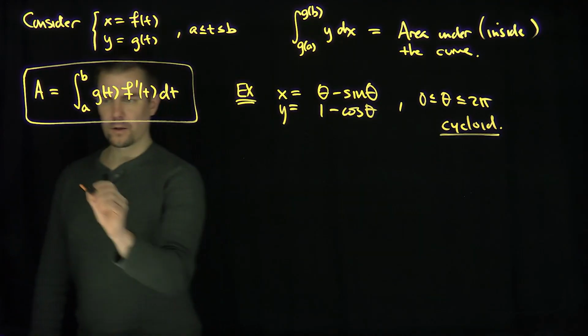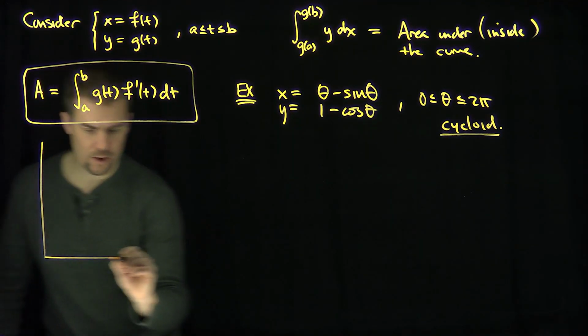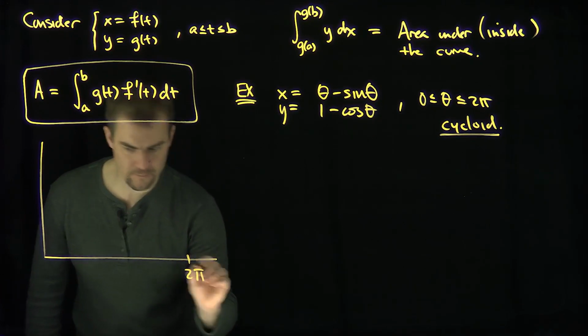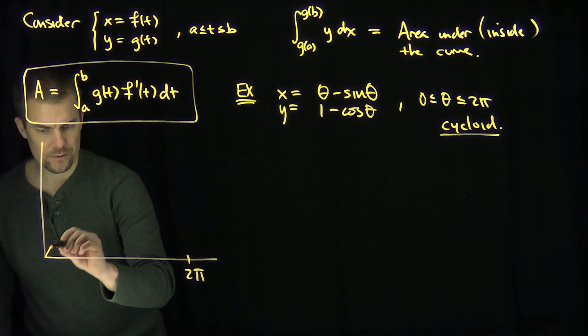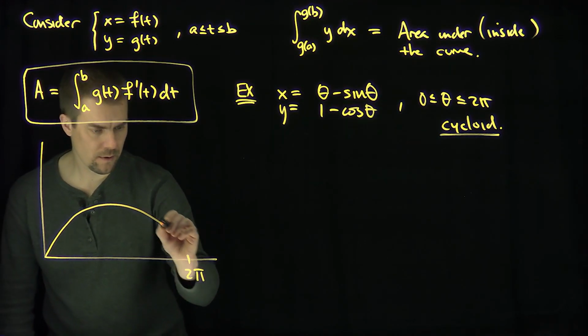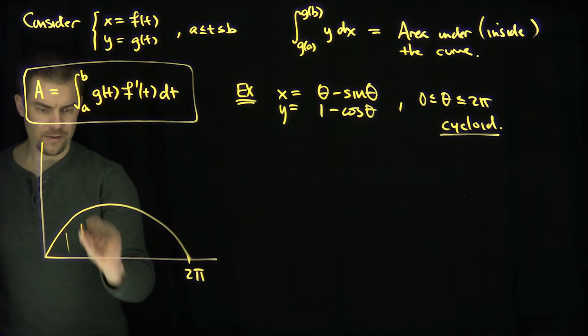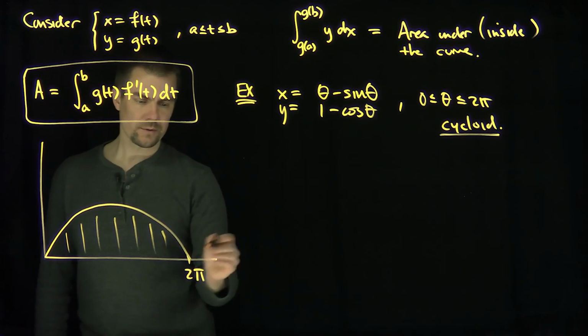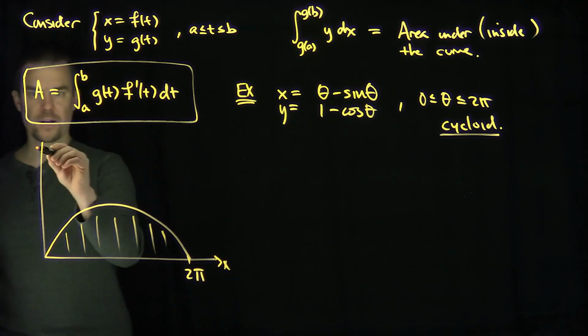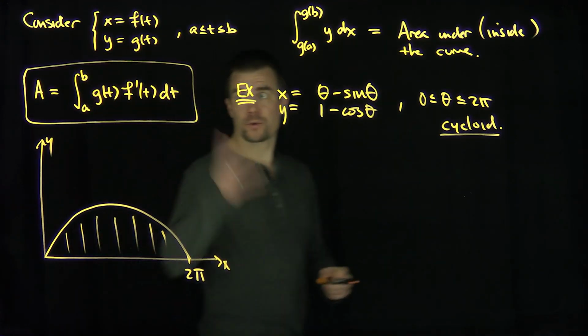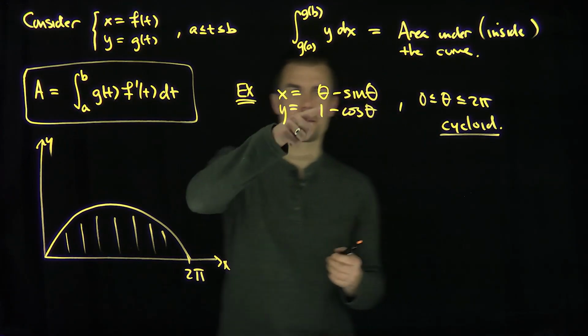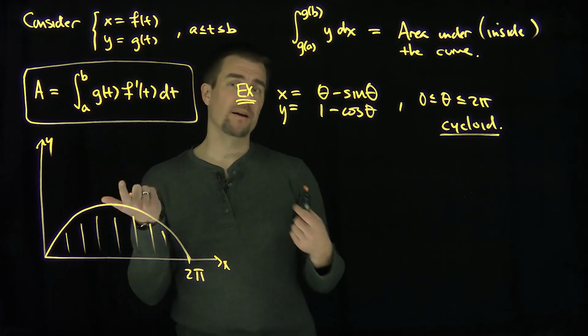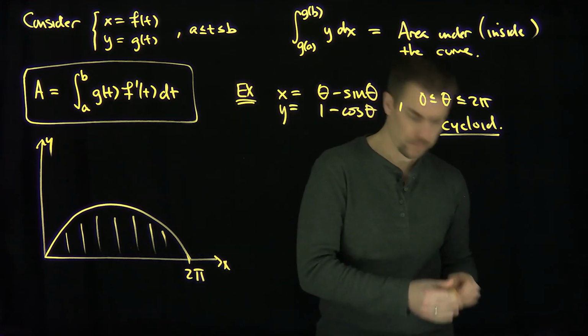The cycloid looks like this. For one period of the cycloid, here's 2 pi over here, the point goes up and comes down. I'd like to find this area over here. That's the area in question. That's x and that's y. So let's use our formula. Theta is the parameter here, so instead of t, I'm going to have theta.